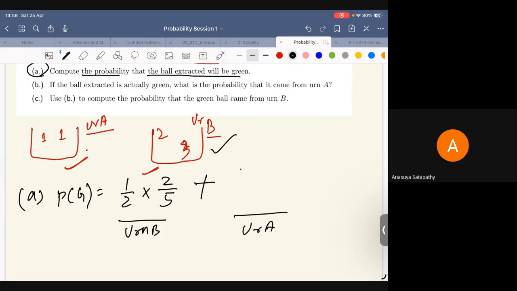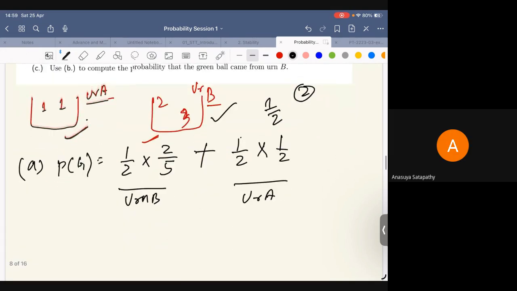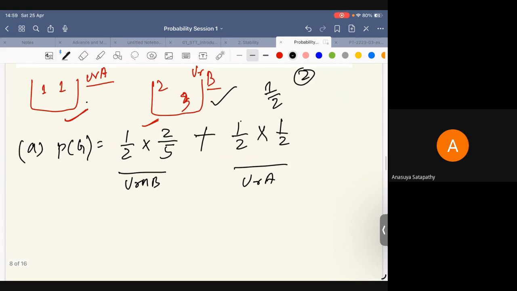First of all, I choose urn A. What is the probability of choosing the urn A? 1 by 2, because there are two urns. So one of the urns is selected, 1 by 2, times what is the probability of selecting the green ball inside urn A? 1 by 2. Perfect. So just like this is your answer. So it will be plus 1 by 5 plus 1 by 4, which is equal to 9 by 20, right?